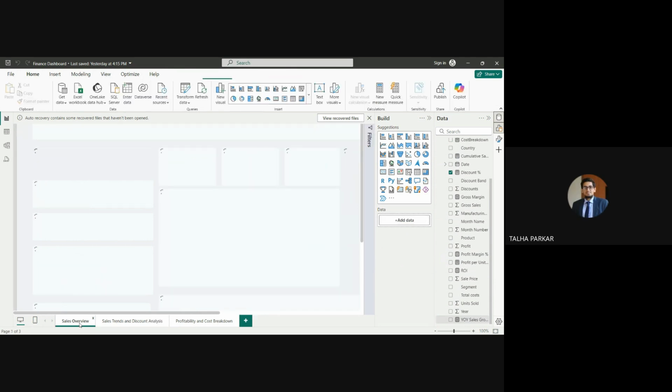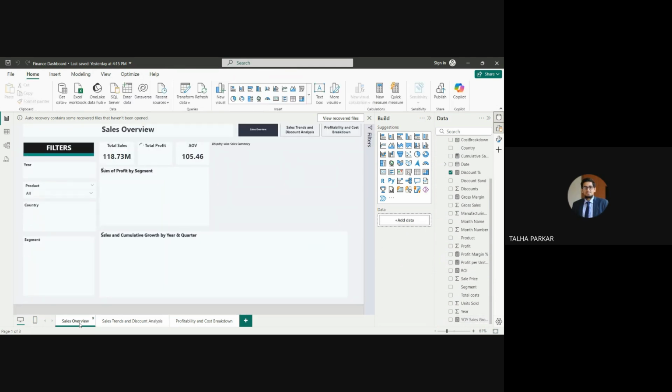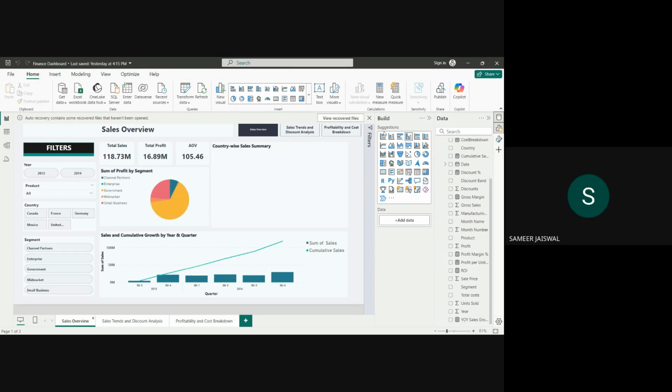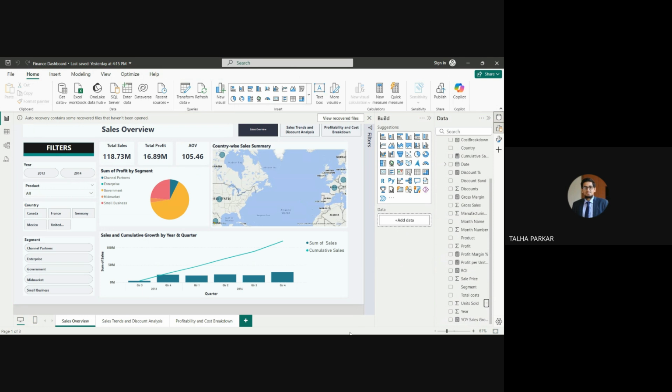I think that's a good overview. Did you create a separate date table also? Did you guys create a separate date table? No, we did not create a separate date table. There was only a cost breakdown table that was created.